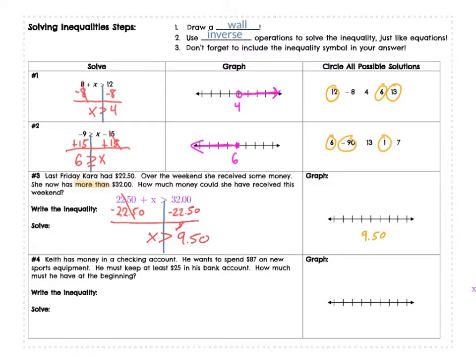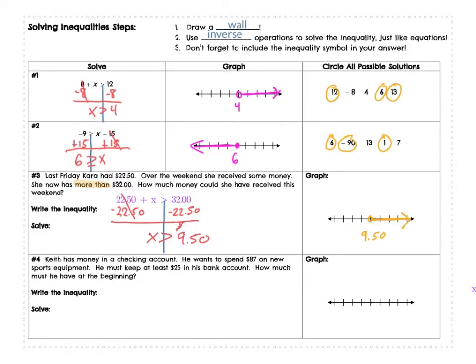Now I need to figure out whether I'm going to have an open dot or a closed dot. Since we're just talking about greater than, because we knew the amount had to be more than $32, it couldn't be exactly $32, we're going to be using an open circle because we don't have equal to. Then we need to figure out whether our arrow is going to the right or to the left. Since we're talking about greater than, the numbers that are greater than 9.50 are on the right-hand side, so I'm going to draw my arrow to the right.